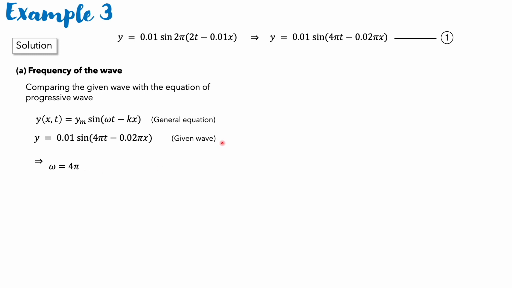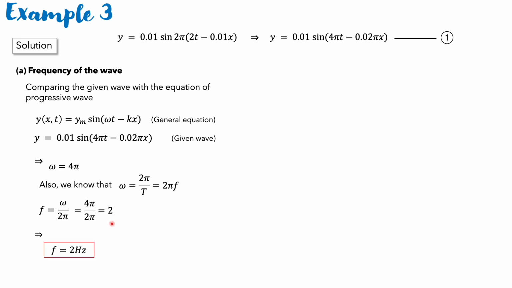But this is angular frequency, right? We have to find out frequency, and we know that angular frequency is equal to 2 pi over time period, or we can write it like this, 2 pi f, because we know that f is equal to 1 over T. So 2 pi over T becomes 2 pi f. Now we derive the value of f from here. We insert the value of omega, which was 4 pi, and we calculate it equals 2. Therefore the frequency of this wave is 2 Hertz.